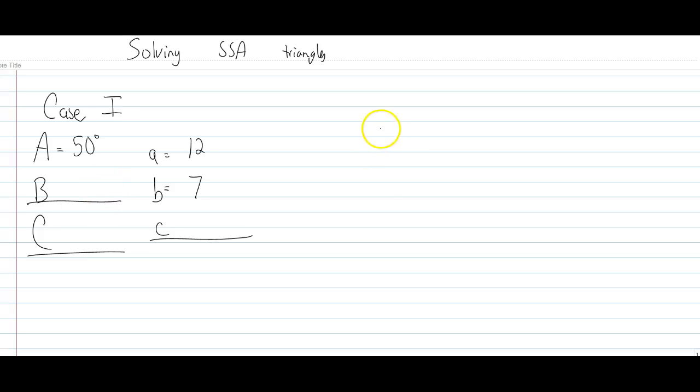We're going to try to find angle B by using the law of sines. So it's the sine of 50 degrees over 12 is equal to the sine of angle B divided by 7. Cross multiply, so we're taking 7 times the sine of 50, dividing that by 12, and then taking the sine inverse of that angle, and we get about 26.5 degrees for angle B. Okay, we have one of the angles.